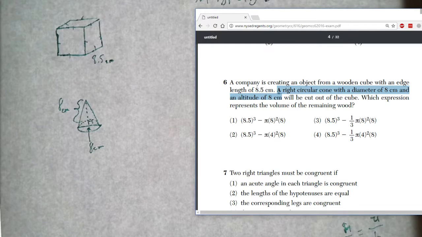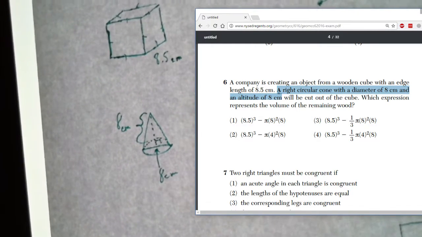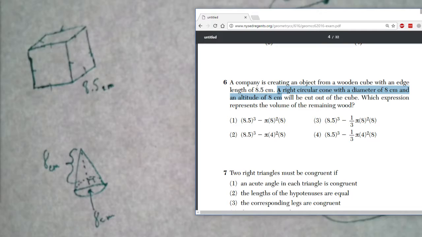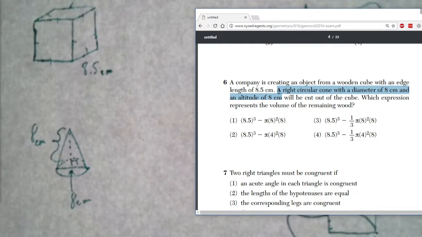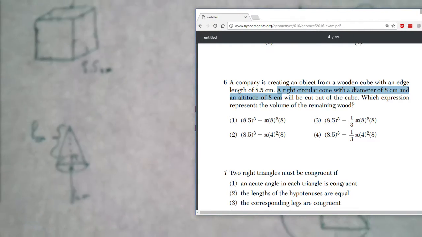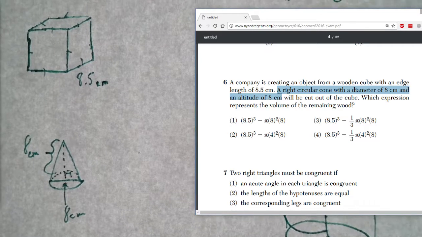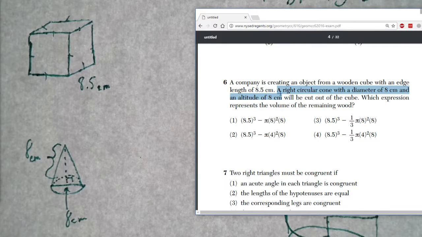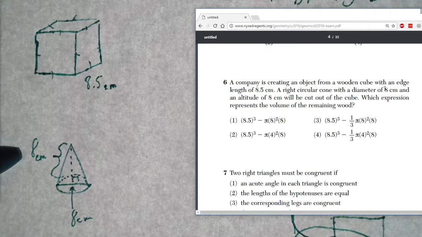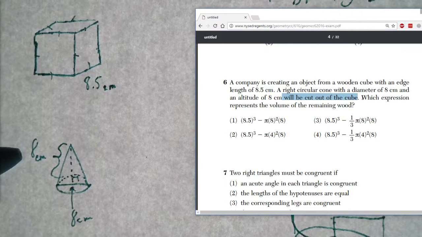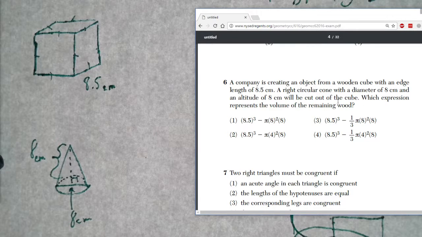Okay, here, maybe I can come closer to my pictures. So I've got my two pictures drawn. A right circular cone with a diameter of 8 centimeters and an altitude of 8 centimeters will be cut out of the cube. Oops, I should have made it a hole in there. Which expression represents the volume of the remaining wood?